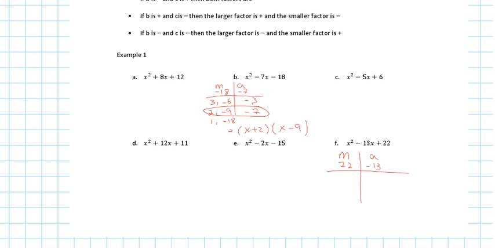So let's first start with what are the signs, right? Because they multiply to a positive number and they add to a negative number, that means I'm looking at two negatives, right? Because B is negative and C is positive. Okay? So two negative numbers multiplied to 22, I only have two options. 1 and 22 and 2 and 11. Which one works?